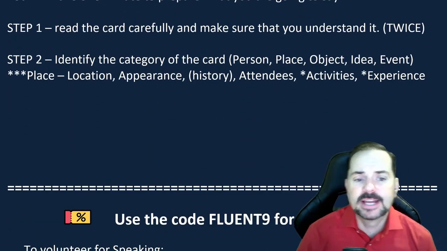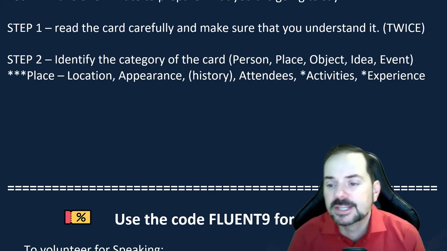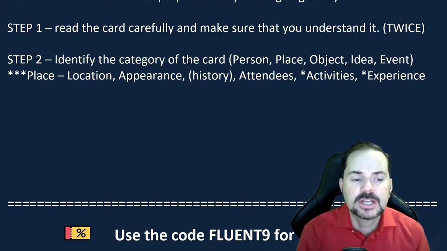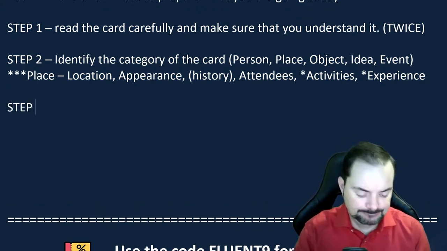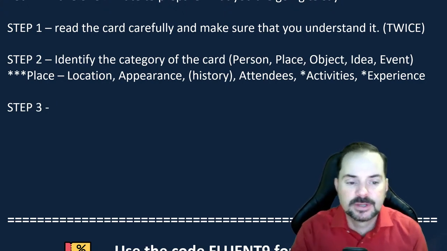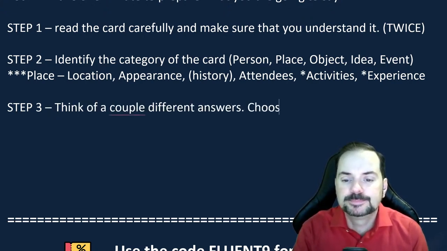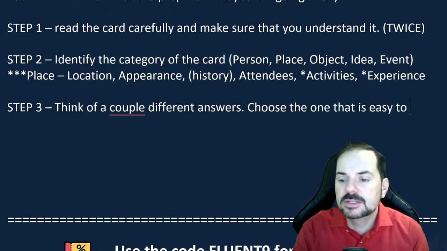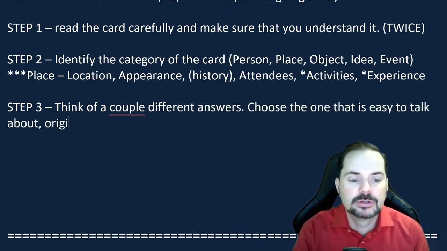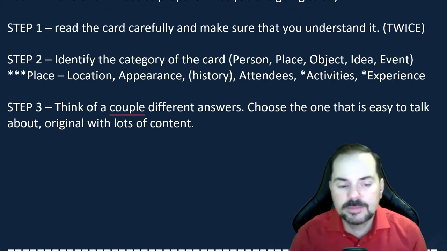Okay, so we've identified the category of the card. It's a location, it's a place. We want to talk about its appearance, the attendees, activities, experience. And then step 3 is to come up with a couple different places, okay? So think of a couple different answers, okay? Choose the one that is easy to talk about, original, with lots of content. Okay, so give me some places, members.